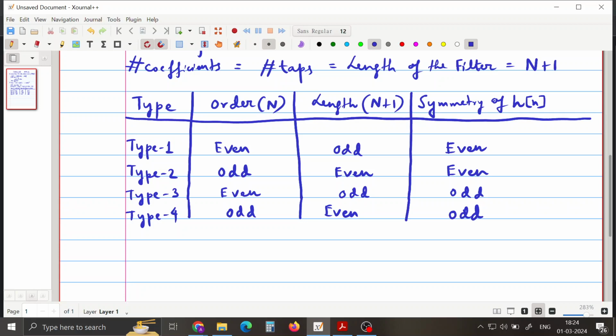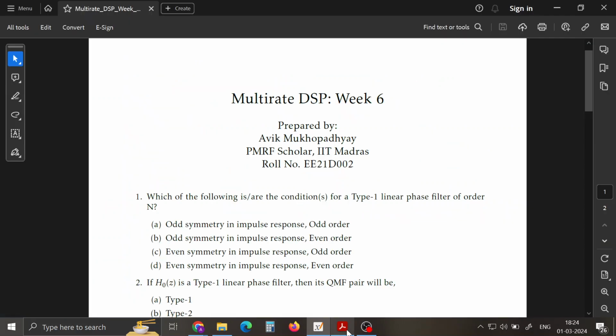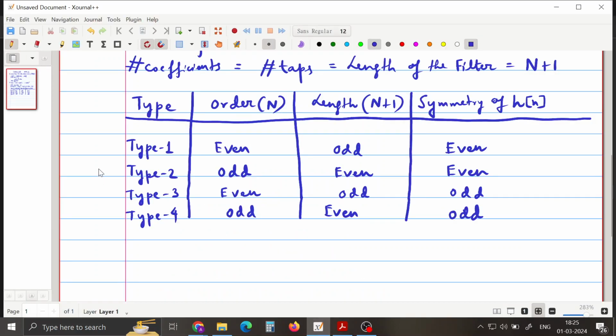Now going back to our question, we are asked what is the condition for a type 1 linear phase FIR filter of order capital N? If you check the condition for type 1 and order capital N, it has an even symmetric impulse response. We correspond to the first row of this table. So that's the type 1, even symmetric impulse response and odd length, you can see, right?